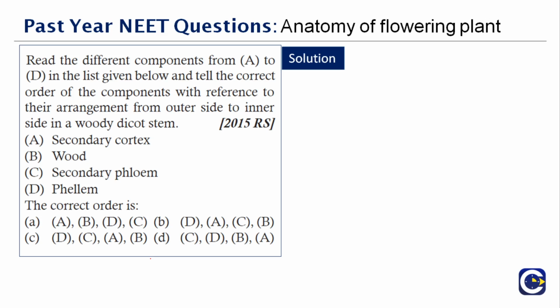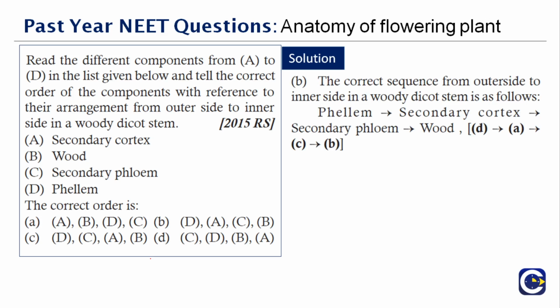See, you're given the order. Okay, the order starts with D, phloem, then it moves into secondary cortex, then it moves into secondary phloem, and then it moves last into the wood part. So the correct order is DACB. That is the right answer. So this is the order that you follow. Hilum, then secondary cortex, then the secondary phloem, then last is the wood. So this is the correct sequence. Okay, this is a direct question. Not much explanation is required, but it is important that you know the sequence.